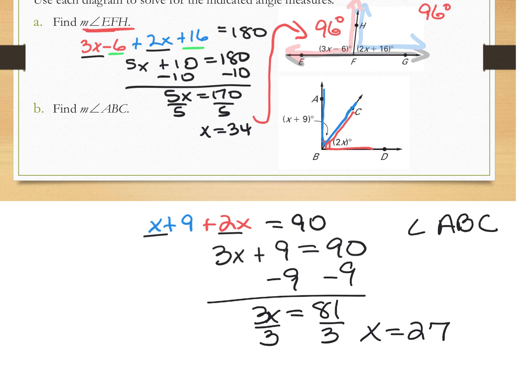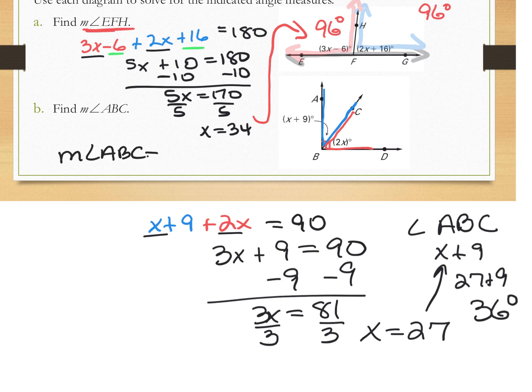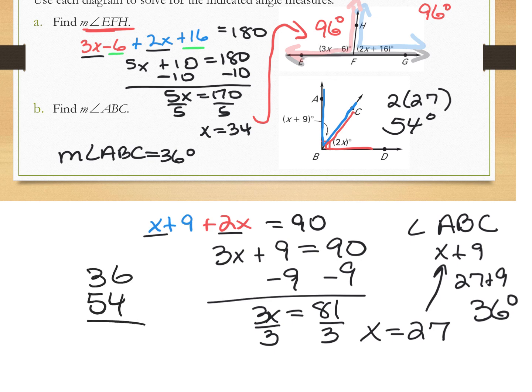ABC was equal to x plus 9. Plug in 27. 27 plus 9, and my answer is 36. So again, the measure of angle ABC equals 36. If they wanted us to find CBD, I could also take 2 and multiply it by 27, and that angle would be 54. Again, the two angles added together need to add up to be 90 degrees because they were complements. If they don't, you've done something wrong and you need to go back and rework it.